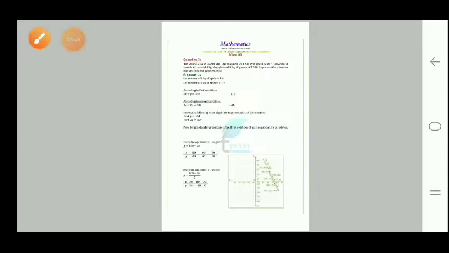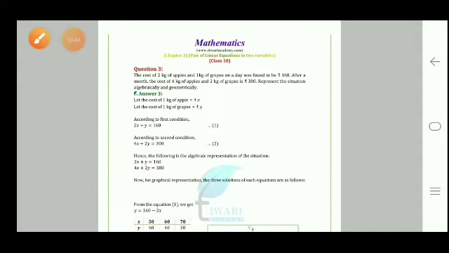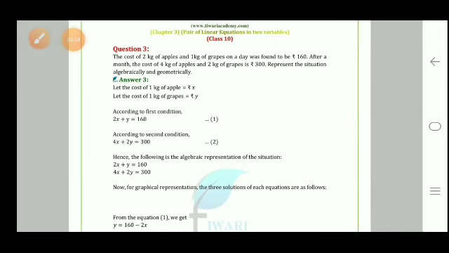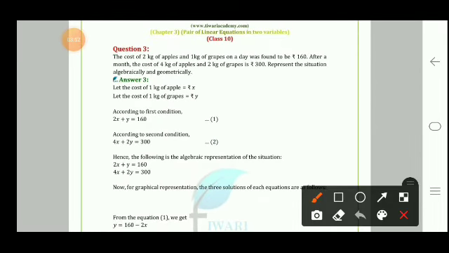Then moving towards question number 3. In question number 3, it is given that the cost of 2 kg of apples and 1 kg of grapes on a day was found to be rupees 160. After a month, the cost of 4 kg of apples and 2 kg of grapes is rupees 300. Represent the situation algebraically and geometrically. So let the cost of 1 kg of apples be rupees x and the cost of 1 kg of grapes be rupees y.